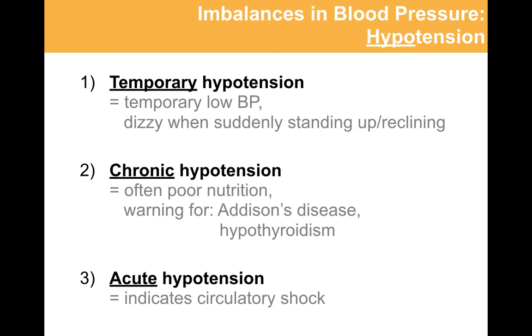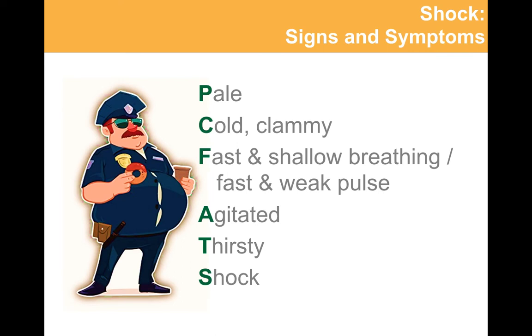And finally, in acute hypotension, there is another reason for the loss of blood pressure. Usually it is an indicator of a patient going into a shock. And I just wanted to remind you of the signs and symptoms of a shock. So an individual would appear pale, have cold and clammy skin, show as having a fast and shallow breathing and/or fast and weak pulse, appear agitated, be possibly thirsty. And all of these would be signs that the individual may be heading into a shock.